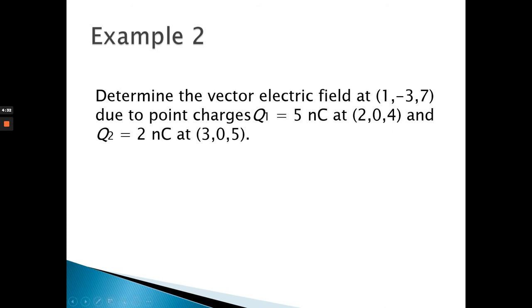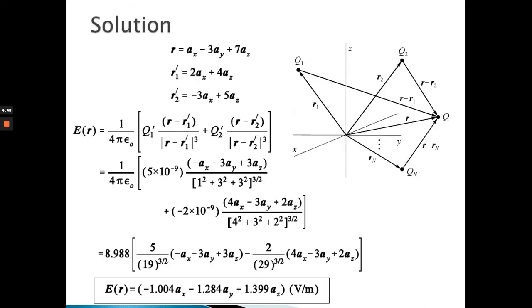Here we will calculate the vector field. Determine the vector electric field at this point due to the point charges of this and this. So let's go and try to solve it. Now this is not there anymore. Let's say Q is not given, which means we don't want Q.